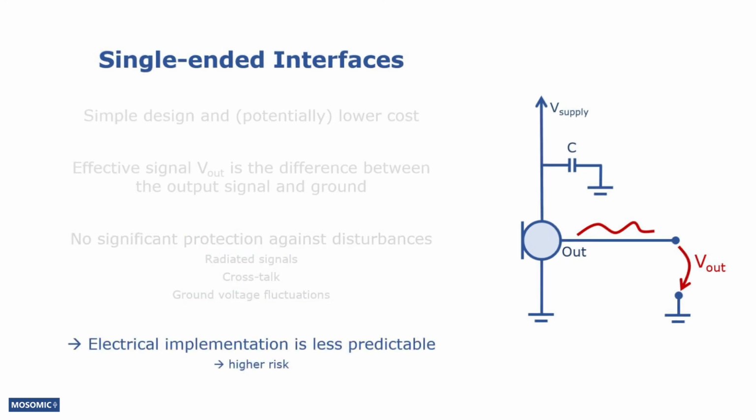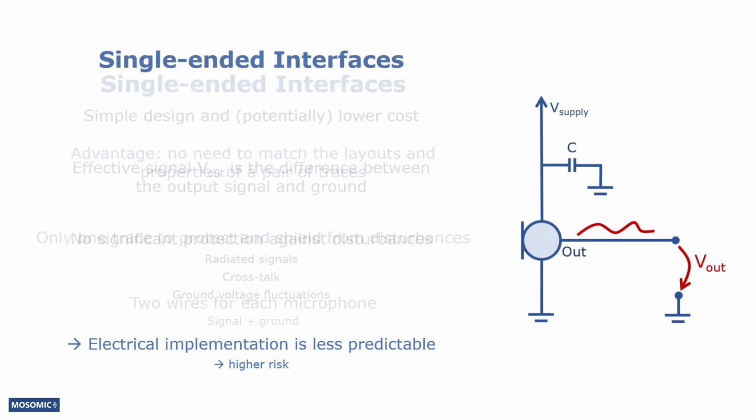This makes designing the electrical implementation less predictable and increases the risk of schedule delays due to design revisions. The risk is especially high when implementing single-ended microphones into devices within which the electrical and electromagnetic conditions are challenging, like in most wirelessly connected devices.